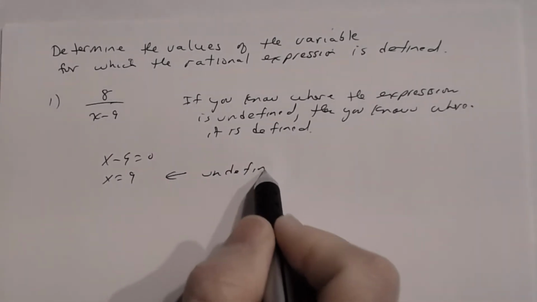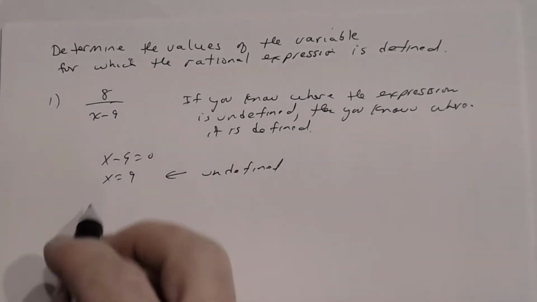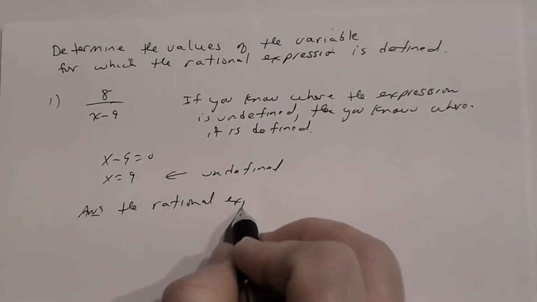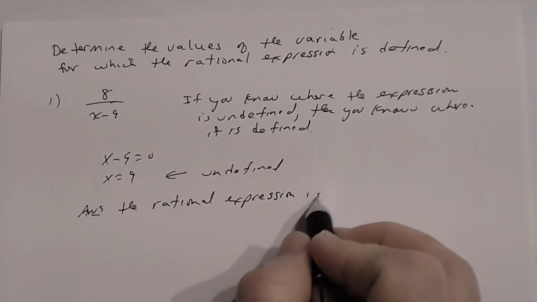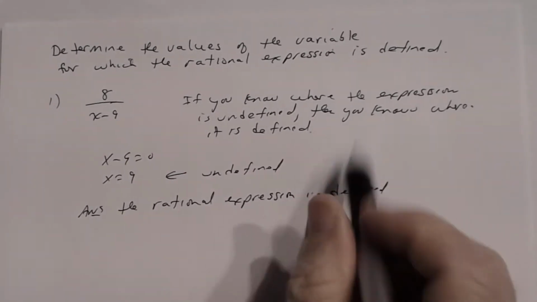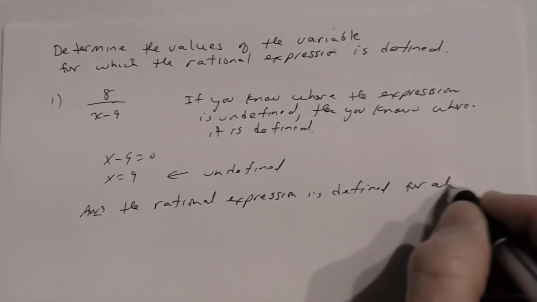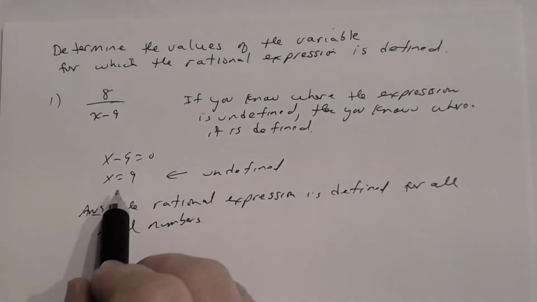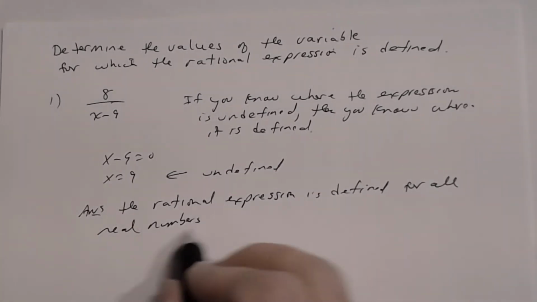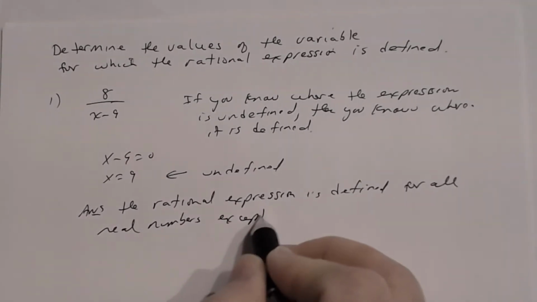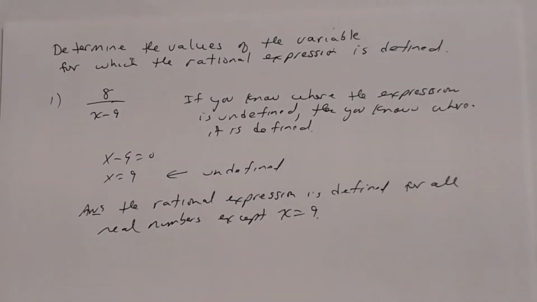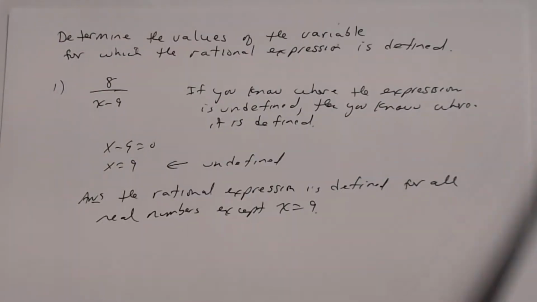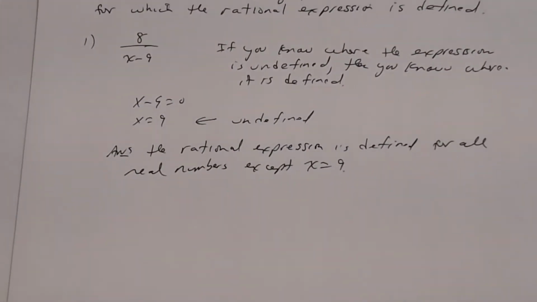So it's undefined here. The question is, where is it defined? Your answer is that the rational expression is defined, because that's what you asked about, for all real numbers. It's undefined when x equals 9 and defined for every other real number. So all real numbers except x equals 9. And that's it. If you understood the previous lesson, then you got this. This is easy.